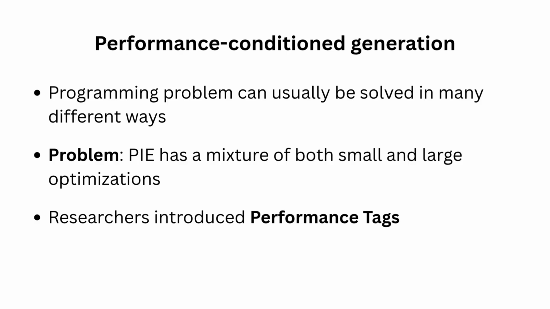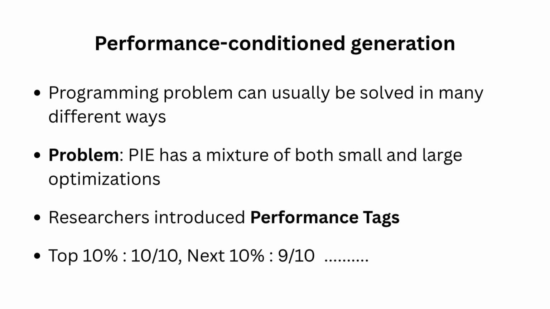Inspired by recent prompting methods and ideas from offline reinforcement learning, they attached a performance score to every optimized program during training. These tags indicate how close a solution is to the best possible performance for that particular problem. The scores are assigned on a scale from 1 to 10. For example, the top 10% fastest solutions are labeled 10 out of 10. The next 10% are labeled 9 out of 10. And this continues all the way down to 1 out of 10.